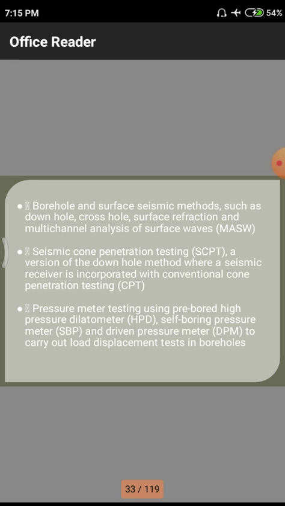We have to redraw the water, so that these boreholes are used. Normally, in geotechnical engineering and ground improvement techniques, we have to collect the properties of the soil from the ground level to the top level, so we need to use these borehole parameters and other surface seismic methods. That means the surface seismic method.